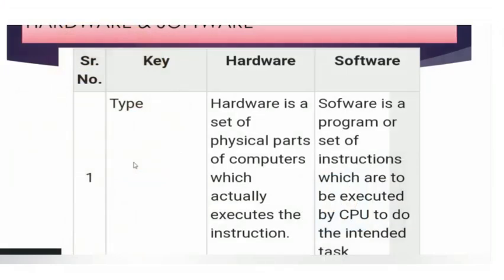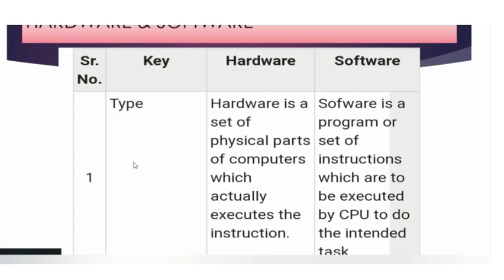The first difference between hardware and software. So the key on the topic which we are going to talk about first is type. Hardware is a set of physical parts of computers which actually executes the instructions. Hardware is a physical part and it works on the basis of instructions. Whatever the commands, whatever the instructions provided by the software, that all will be executed by hardware.